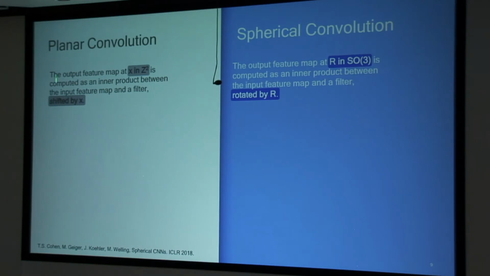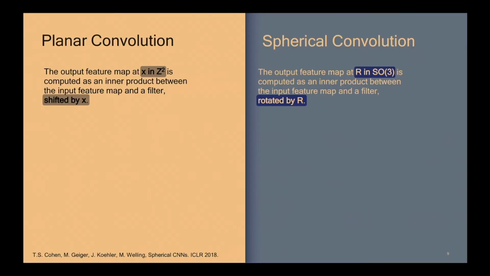So the planar convolution, you can understand it by saying that the output feature map at a particular point in the plane, the value there, is computed as an inner product between the input feature map and the filter shifted by whatever point you're looking at now, by that translation. So we think of the output feature map as a function on the translation group, which is just the plane.